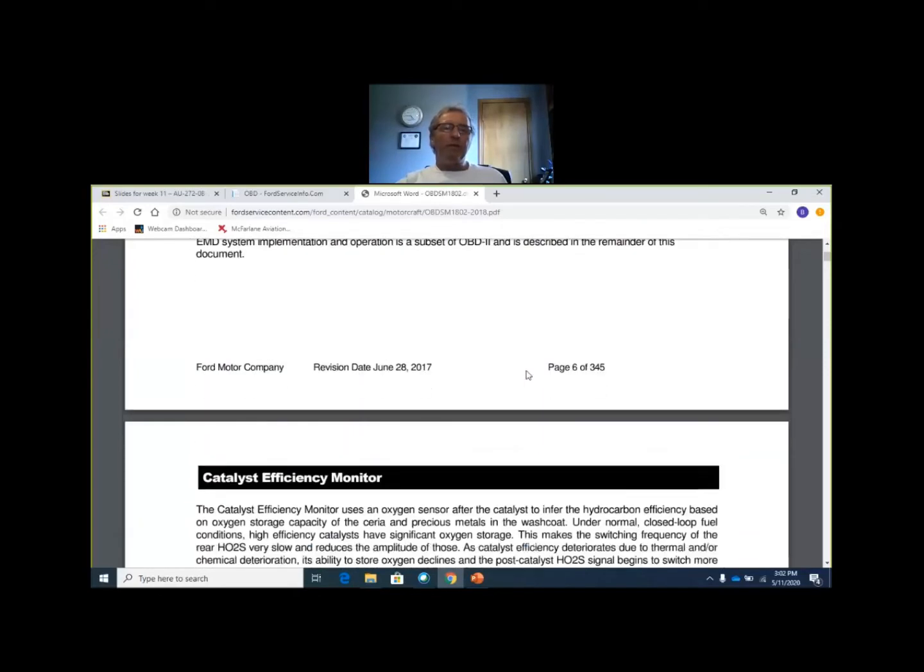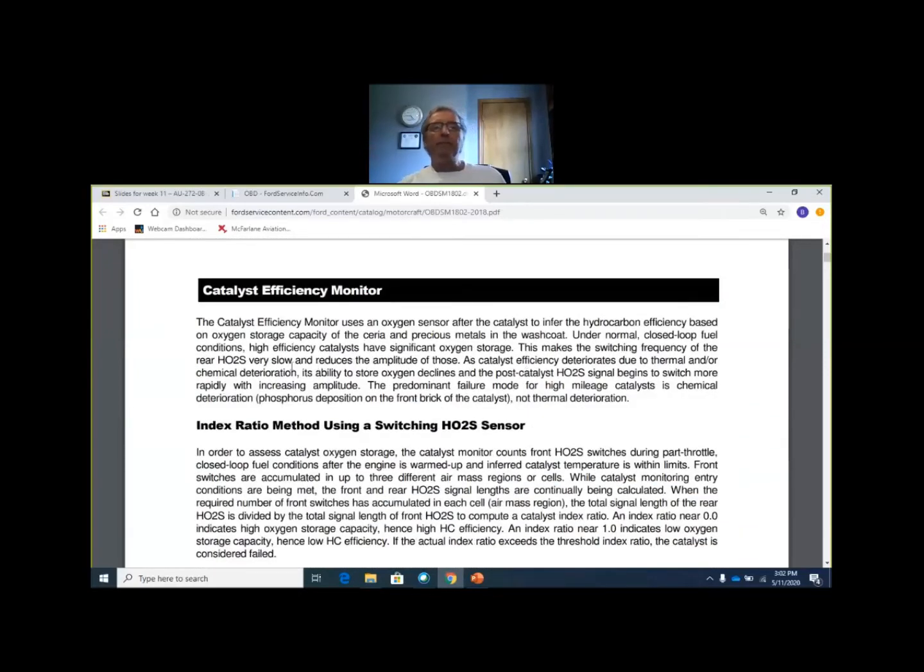and let me work my way down here. The catalyst efficiency monitor. Now this is right from the source, and we just can't read everything. It uses an oxygen sensor after the catalyst to infer the hydrocarbon efficiency based on oxygen storage capacity. High efficiency catalysts have significant oxygen storage. This makes the switching frequency of the rear oxygen sensor very slow and reduces the amplitude, in other words, the height or the amount of voltage change, right?